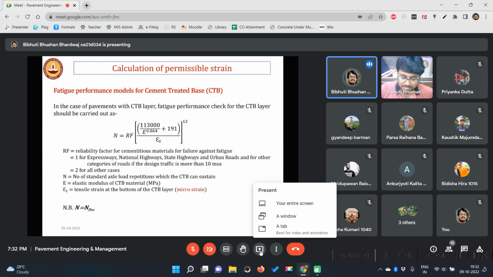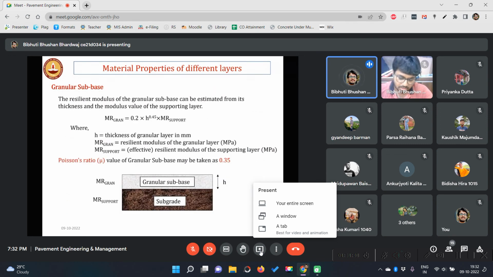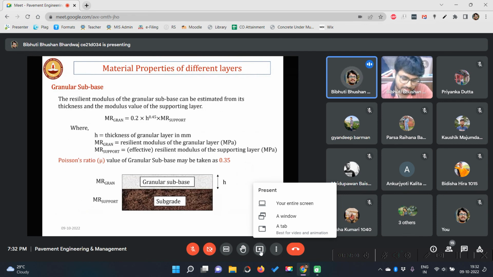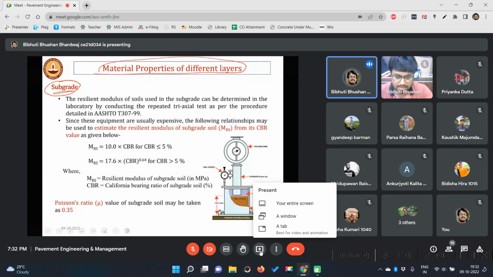This is for cement treated base, but I will not teach this part because it will be difficult for you to digest. First, I will cover only the typical structure, meaning granular base, granular subbase, bituminous mix, and soil subgrade. We will start with the material properties of different layers, from subgrade to granular subbase, and study that in our next class.